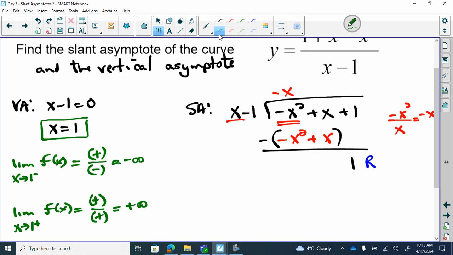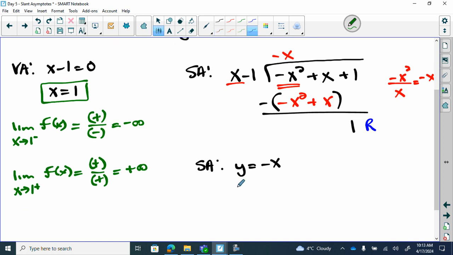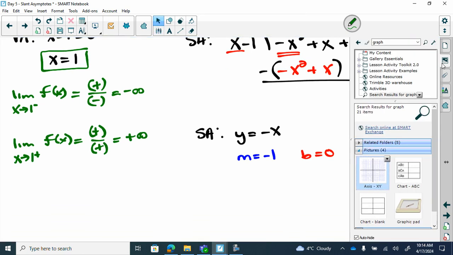Can anyone tell me what the equation of my slant asymptote should be in this case? Y equals negative x. That means it's got a slope of negative 1, and it's got a b value or a y-intercept of what? What's there if there's nothing written? 0. All right, let's try and draw this and provide a little context to what this curve would look like.